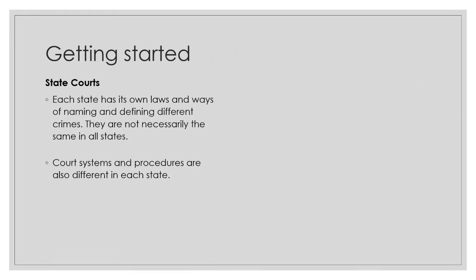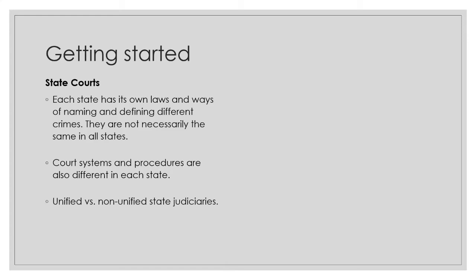Each state has its own laws and ways of naming and defining different crimes. They are not necessarily the same in all states, so you need to study the terminology applicable to the state where you will be practicing. Likewise, court systems and procedures are different in each state. Visit your local courts and observe before you attempt to work in one. Learn the protocols followed by court personnel because that is the protocol you need to follow yourself.